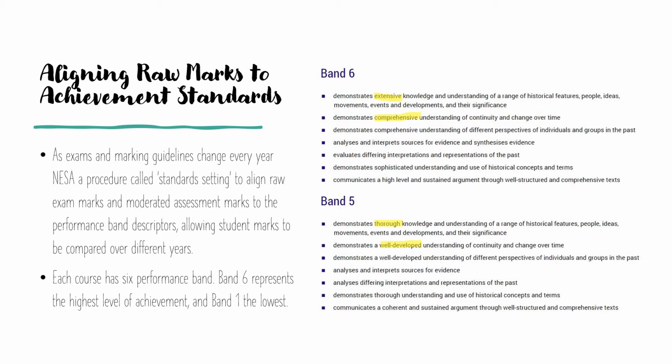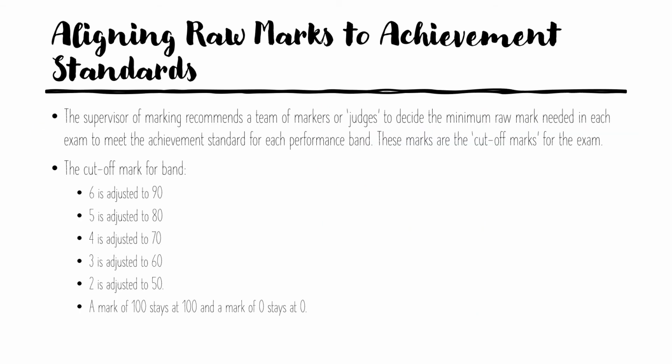And teachers often go to professional learning days to have a strong grasp of what these adjectives actually mean in terms of student work, and they'll look at student exemplars so that everyone's marking at the same level, or trying to get teachers to mark at the same level. So then these performance bands are used to align the raw marks to achievement standards.